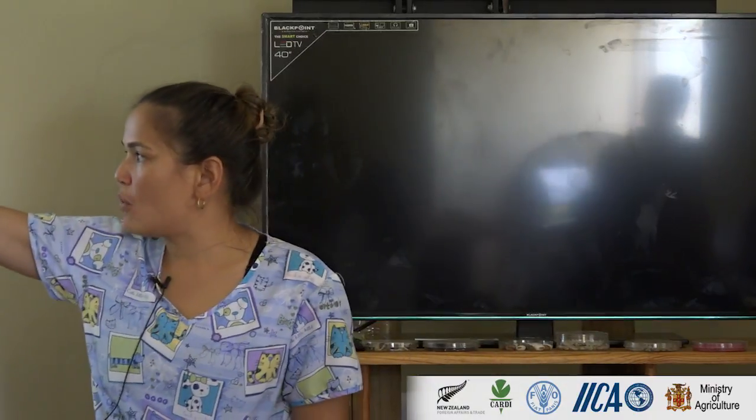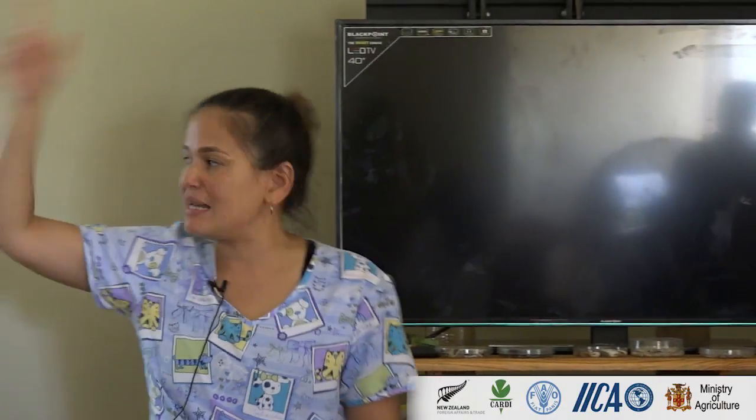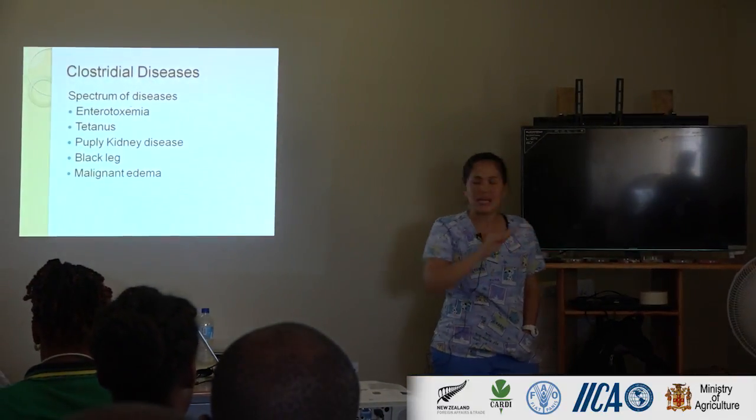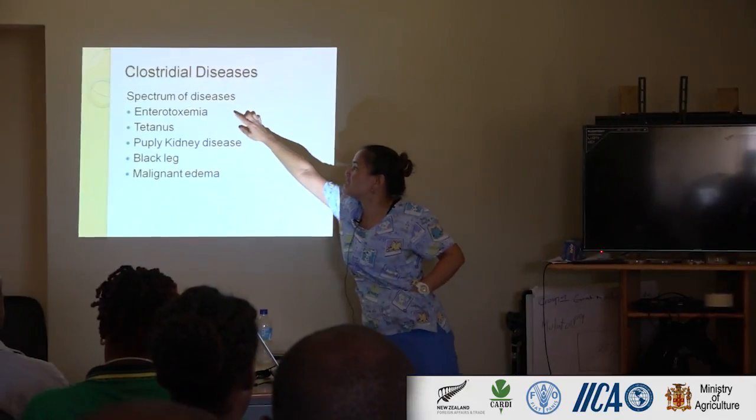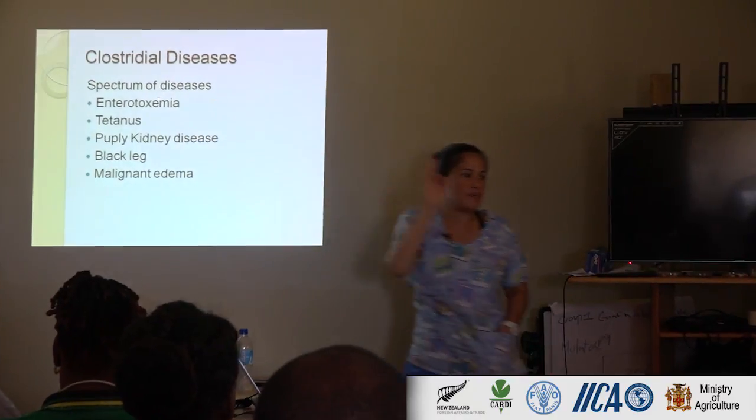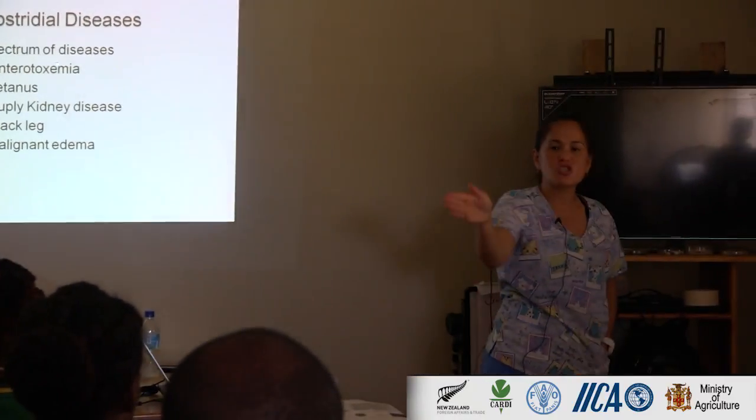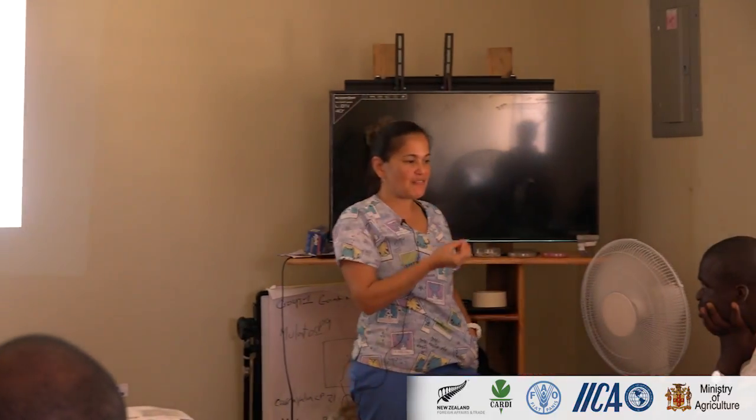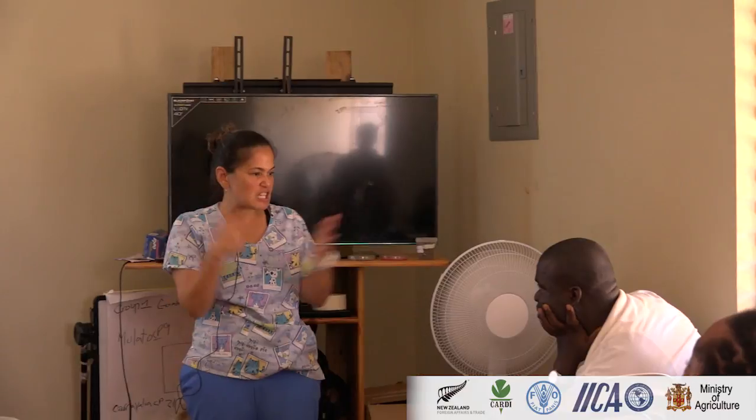And blackleg now, and blackleg is more common, and malignant edema, you have to have an injury for the Clostridia. Except for this one here, the enterotoxemia, you don't need an injury. It has to do with grain diets, okay? The others, you have to have an injury. So let me explain. Tetanus, you would have a bite wound or a nail stick the animal.